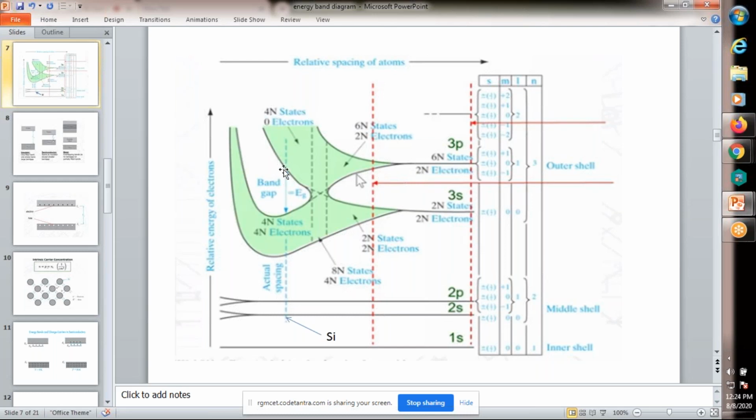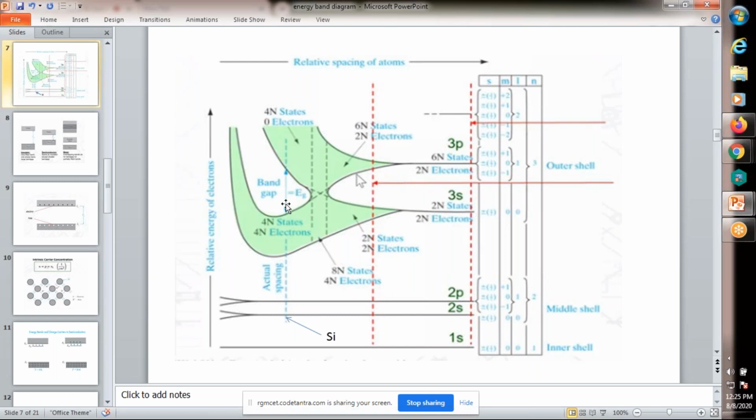But there is a space. This vertical line is for the silicon atom. Here, this is the band gap. For silicon, the band gap is 1.1 electron volt. Coming to germanium, it is the same as when we consider a solid silicon. Again the outermost energy levels are divided into valency band and conduction band, separated by a small band gap. For germanium, the band gap is 0.68 electron volt.